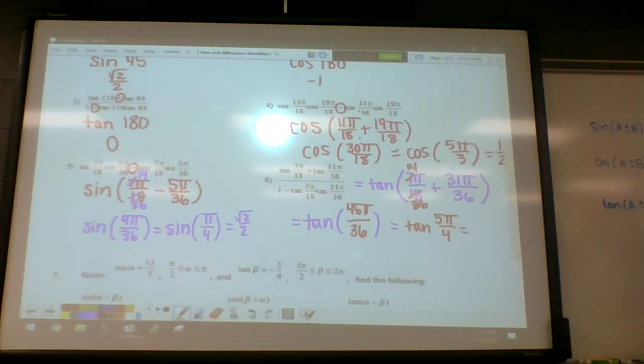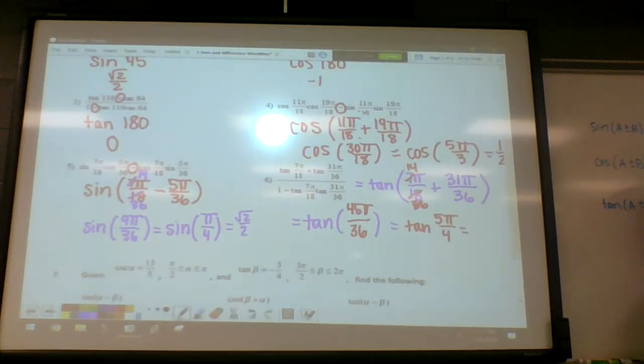All right, so when I added them together, you had to get a common denominator still again, right? So you wanted to change the first one to over 36. So 14 pi over 36. When you add them together, you get 45 pi over 36. And they both simplify with a 9, right? So 5 pi over 4.